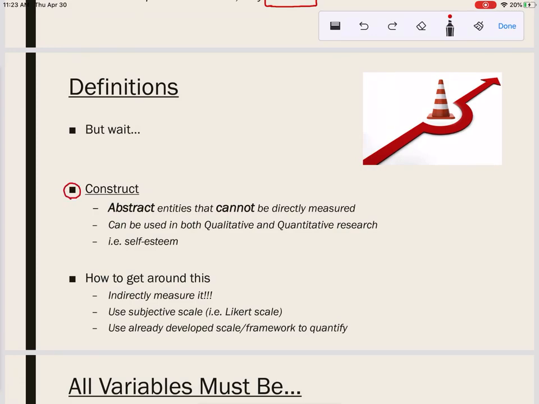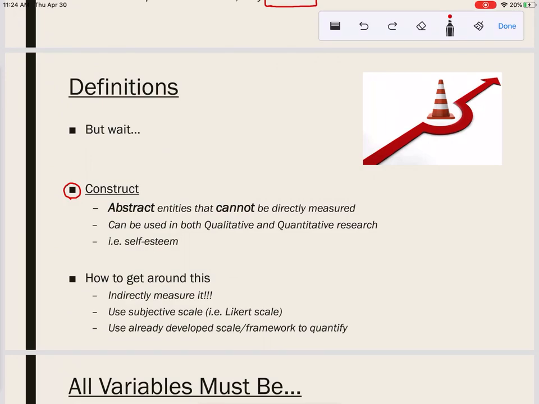But wait, you may be asking yourself, well, sometimes I may be interested in studying something that is a little bit more abstract. So here we have another definition, and it is a definition of a construct. A construct is not something that can be directly measured. Instead, it is an abstract entity. And this, of course, in both qualitative and quantitative research, sometimes we're interested in something that cannot be directly measured. And that's okay. We just have to identify that and do a couple things to make sure that we're doing what we need to do.